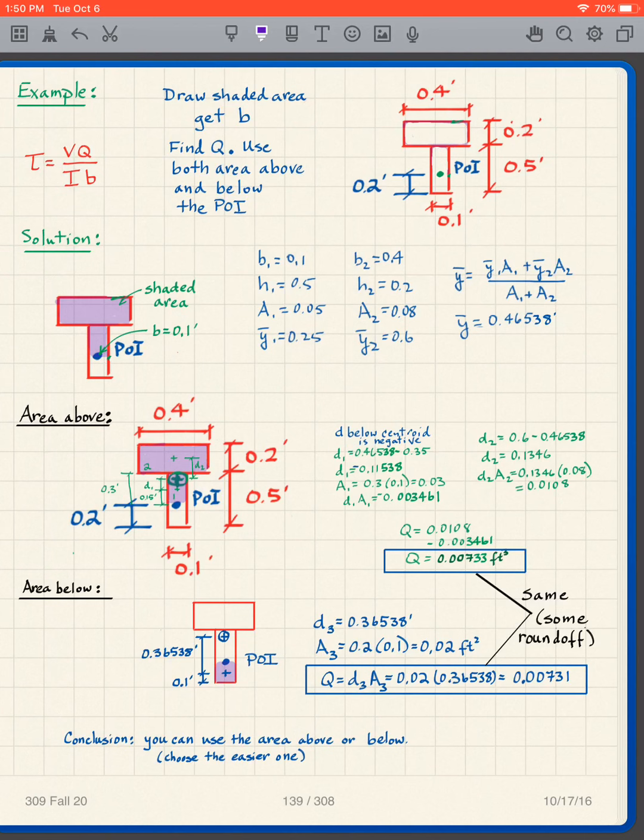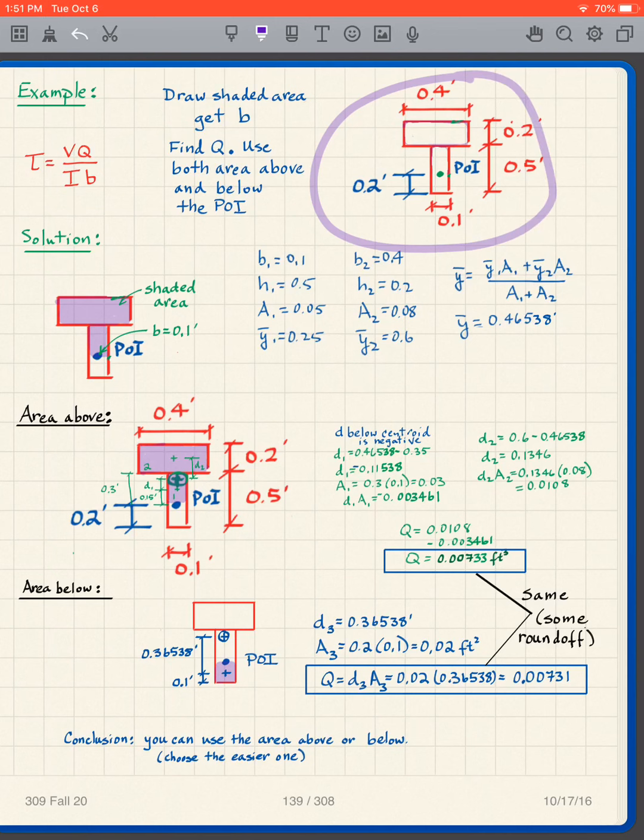Let's do another one. Like I say, VQ over IB, easy to apply. The only hard part is the Q and a little bit of the B, but B is not that difficult. But the Q is the issue. Now, I have said that you take the shaded area above the point of interest. Well, it ends up that you could also, if you wanted to, take the area below the point of interest. And it ends up that the calculation, the numerical value is the same. So this is what I'm going to illustrate here.